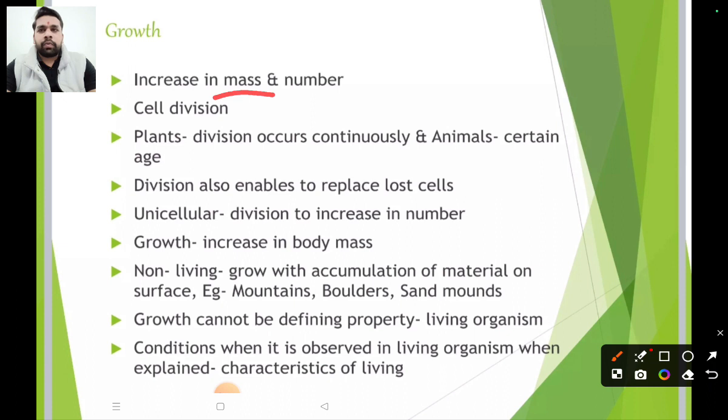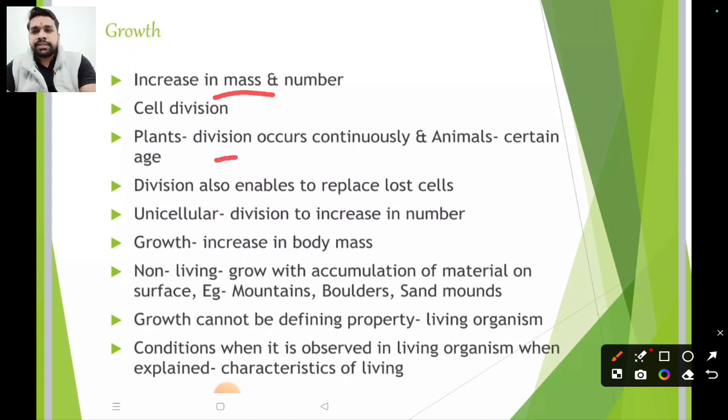Clear? Now, second thing, how does growth occur in a living organism? The main reason behind growth is cell division. Plants and animals are both considered living organisms and both show cell division. But there is a difference. Plant cell division occurs continuously. It means there is no limitation in the cell division of plants. But in animals, cell division occurs only up to a certain age.